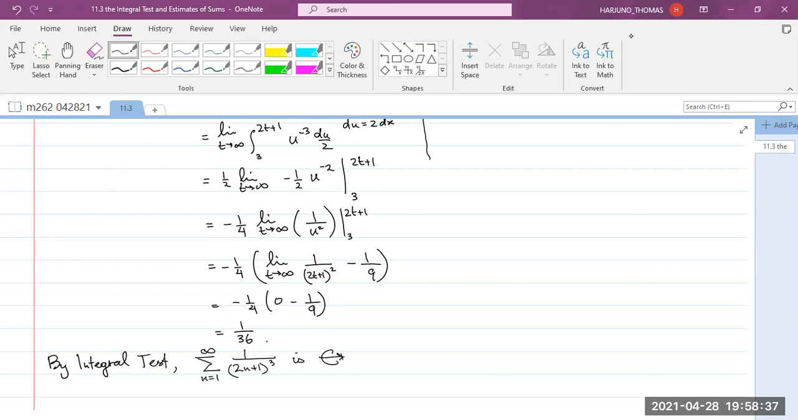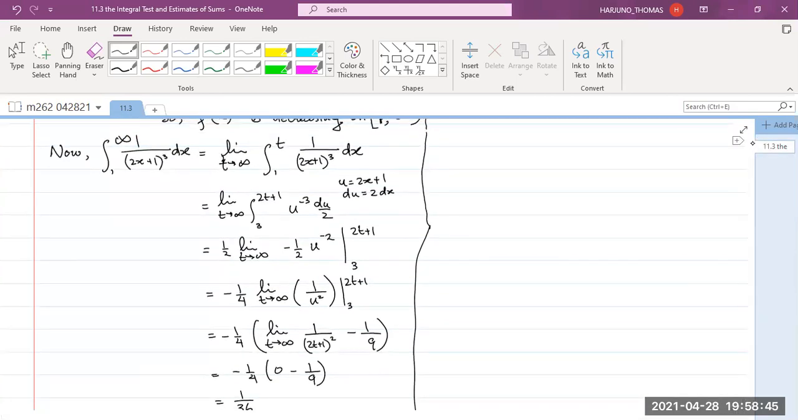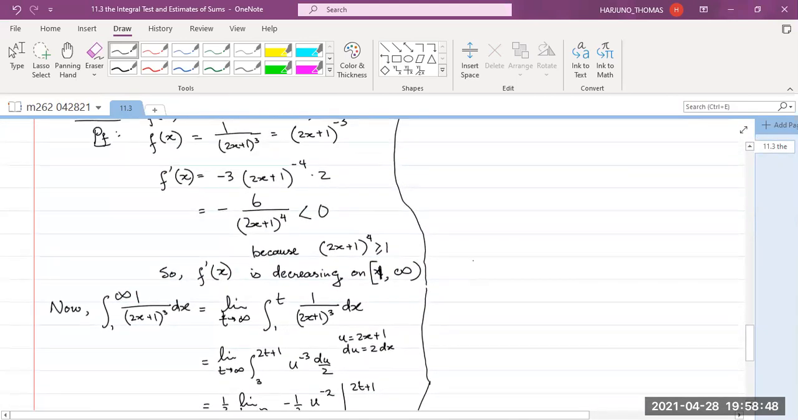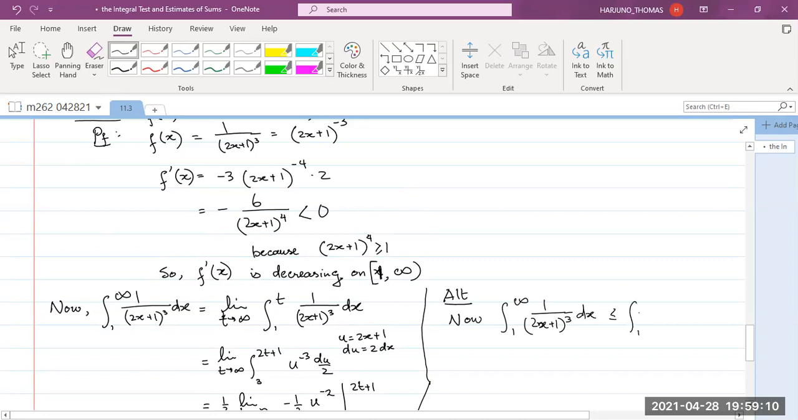How would you have done without showing the value? We can do comparison tests. Let me show you here. So the alternative way, let me cancel this boundary here and do the alternative way. Now, the integral from 1 to infinity of 1 over (2x plus 1) cubed dx is less than or equal to the integral from 1 to infinity of 1 over (2x) cubed dx. Is it right?